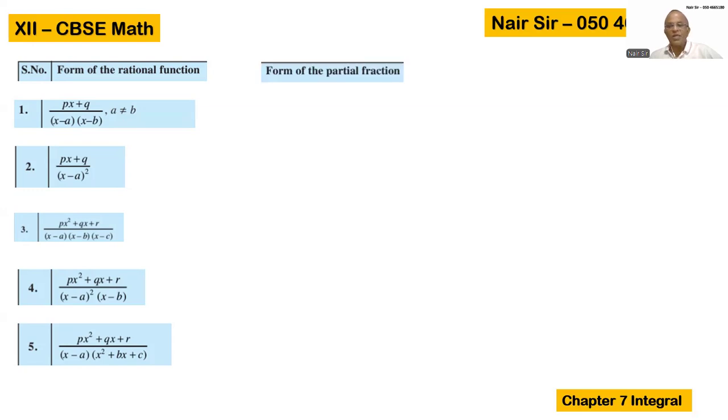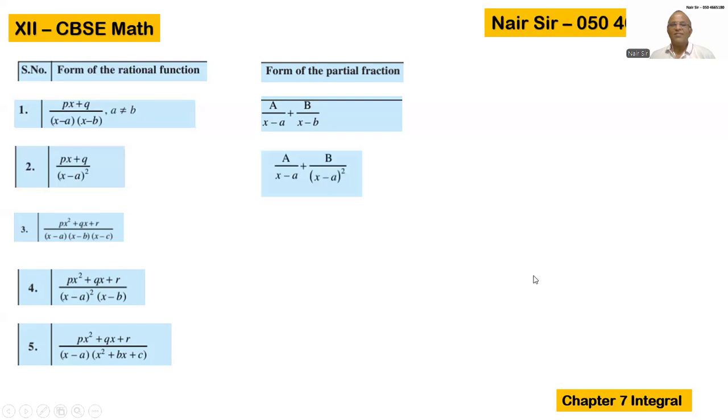Now how can I convert this for integrating all these kinds of equations? I can write (px plus q) upon (x minus a)(x minus b) as A upon (x minus a) plus B upon (x minus b). Second, look at (x minus a) the whole square. I can write this in this particular form. Now watch this very carefully. This represents this. Let's go to the next one. What is the next one telling me?